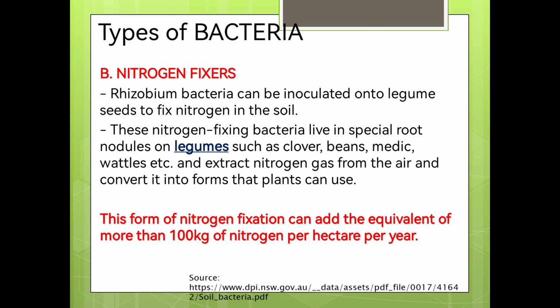Kaya it's very interesting to have this bacteria, because this form of nitrogen fixation can add the equivalent of more than 100 kilogram of nitrogen per hectare per year. So, ang laking tulong na rin yan, at saka ang laking reduction na rin yan sa cost mo kung magiging free ngayon yung 100 kilo of nitrogen na mapoprovide mo by just incorporating nitrogen fixer bacteria in the soil.